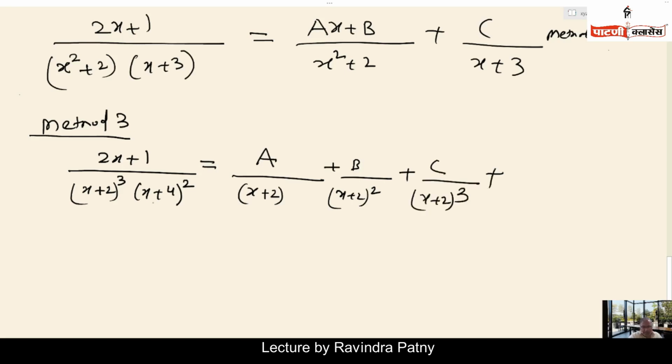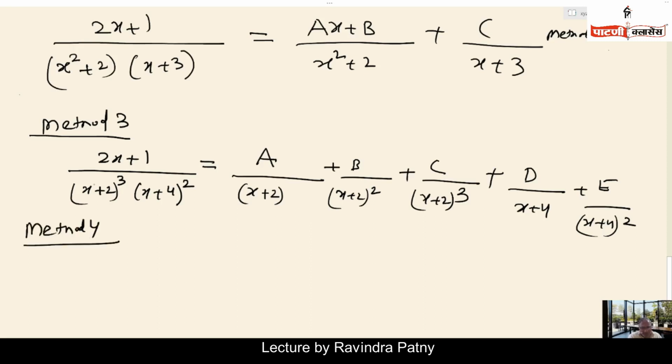And now the second bracket, x plus 4 whole square. For that, d upon x plus 4 with the same procedure, plus e upon x plus 4 whole square. This way we write the partial fraction if outside the bracket there is some index. Now the next example, that is method number 4. Under this method 4, some power is there inside as well as outside.